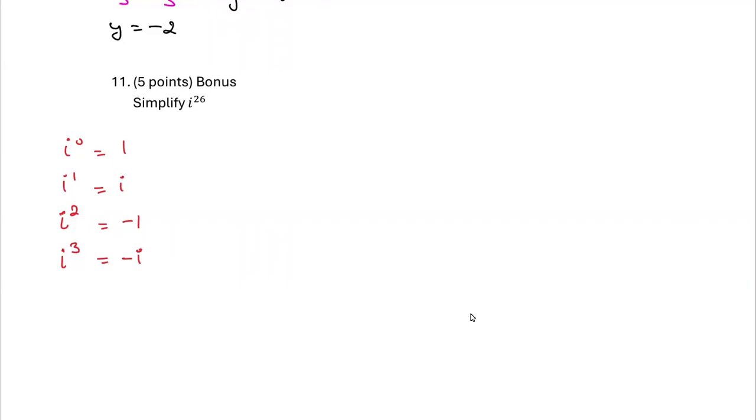So if you get 26, I'm sorry, why did I write 24? You divide it by 4. You times 6, right? You get 24. Subtract them, you have a remainder of 2. So 2 remaining. Therefore, I have i to the 26 equals i squared. And i squared is -1. That is the final answer.